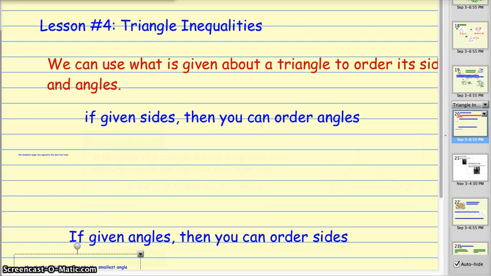This is Unit 4, Lesson 4. The purpose of this lesson is that you will learn more about ordering the sides and the angles of a triangle using what is given to you. The first theorem allows you to order the angles based on the sides.